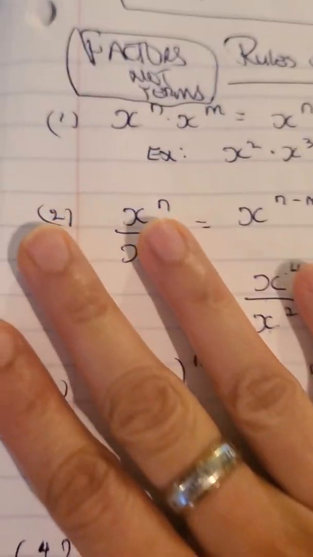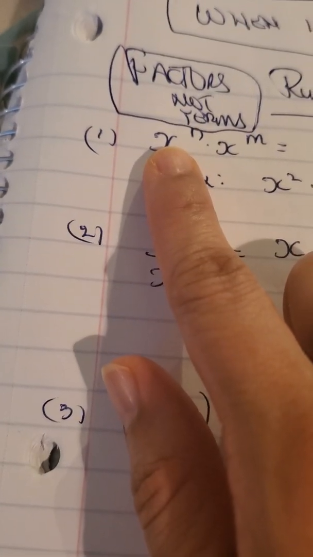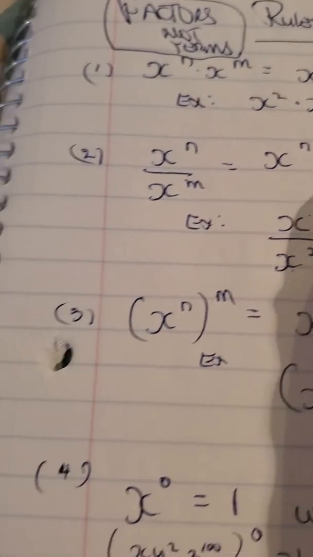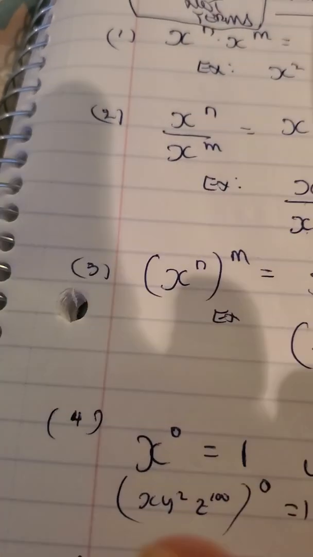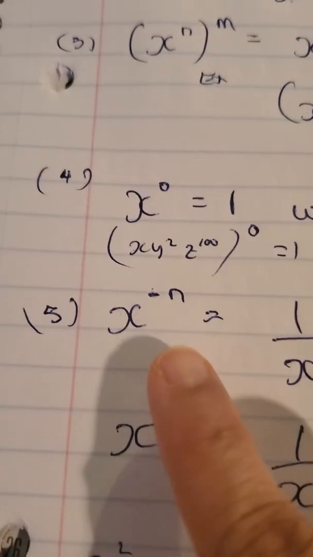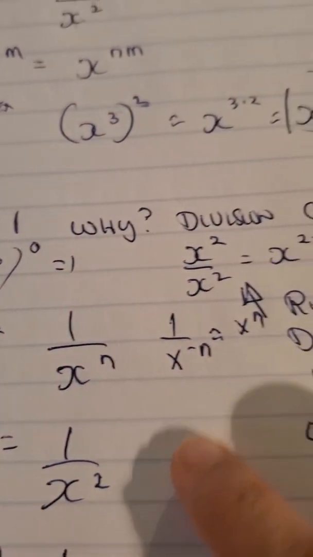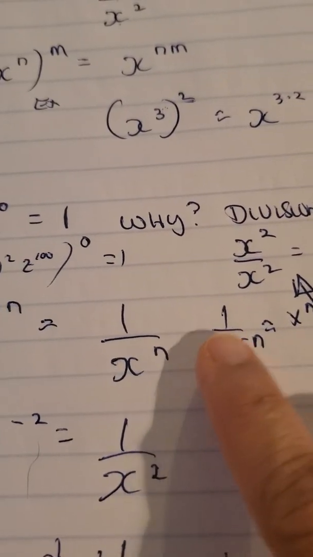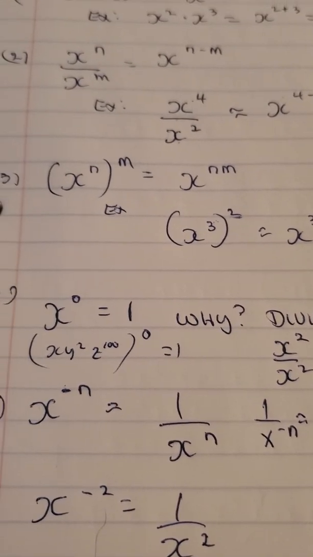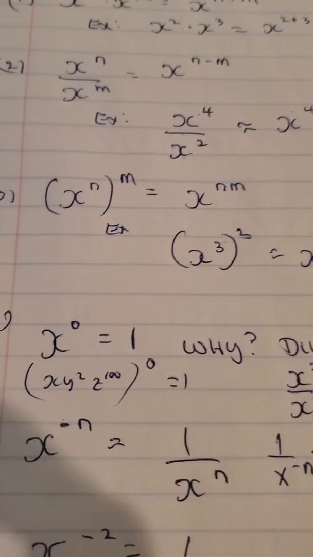All right? So again, when multiplying same base, add powers. When dividing, subtract powers. When raising a power to a power, multiply powers. Anything to the 0 power is 1, and a negative power is its reciprocal raised to the positive power. All right, now we're going to get into multiplication of polynomials.